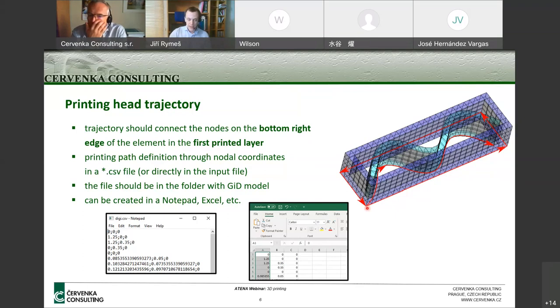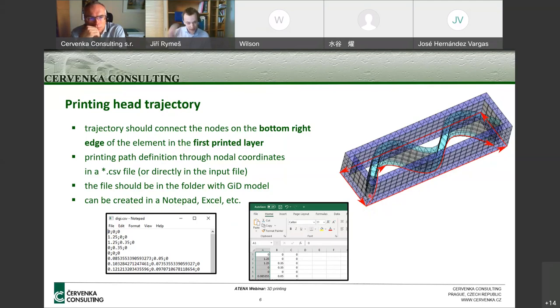It should be noted that if the trajectory goes along a straight path, you don't need to select each of these nodes. You can just select the one at the beginning and then one at the end. However, if I have some curved trajectory, it is better to define all the elements along the path. At this moment, only the option that you select the nodes along the right bottom edge is available.